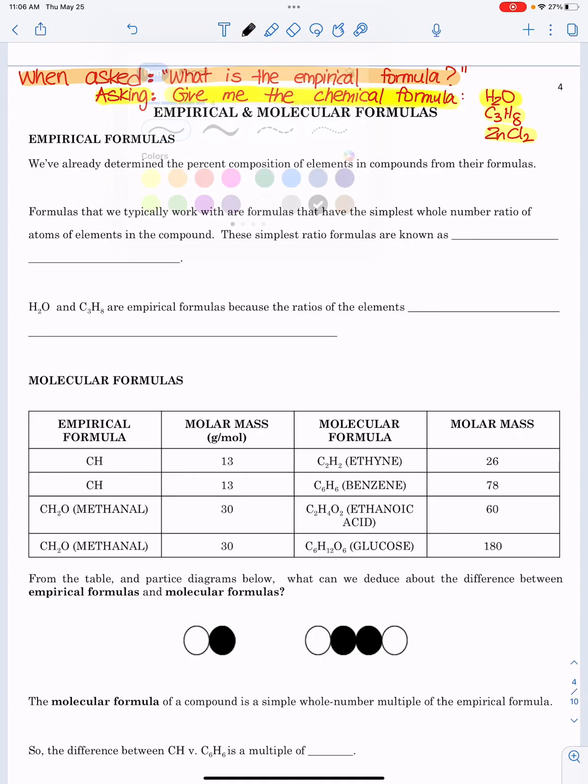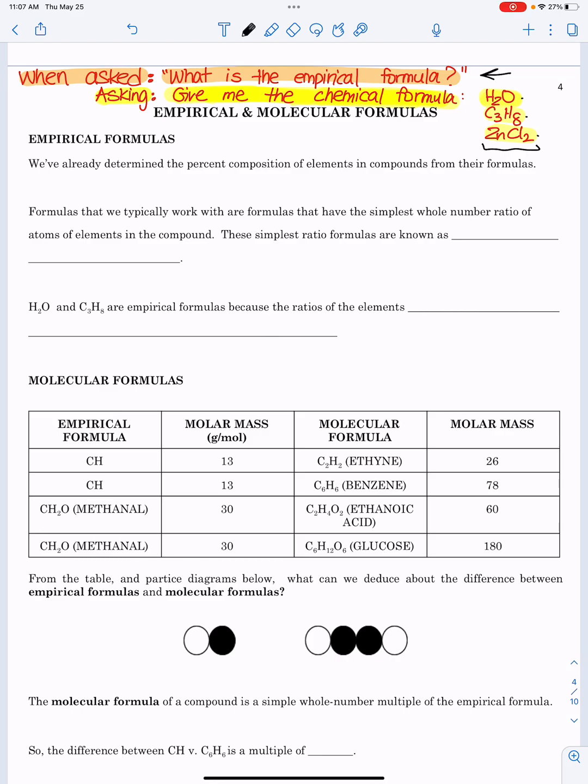All right. Hey chemists, this is going to be a video on empirical and molecular formulas. In general, when you are asked, what is the empirical formula? What is really being asked is, give me the chemical formula. Like H2O and C3H8 and ZnCl2, like the empirical formula lab. Please write this at the top of your notes, so if you see questions like, what is the empirical formula? You know what you're trying to find at the end. You're trying to find and write chemical formulas like this.